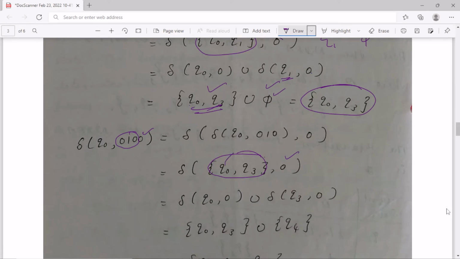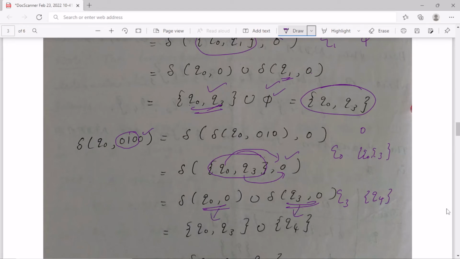So we may write it as the union of the transition function, that is delta of Q0, 0 union delta of Q3, 0. So Q0, 0, as I told you already. In Q0, if you read 0 we have two possibilities, that is Q0 and Q3. And Q3, 0 means you have only one possibility, Q4. That is from the transition table, I just write it directly, okay. So you can write only Q4 here.